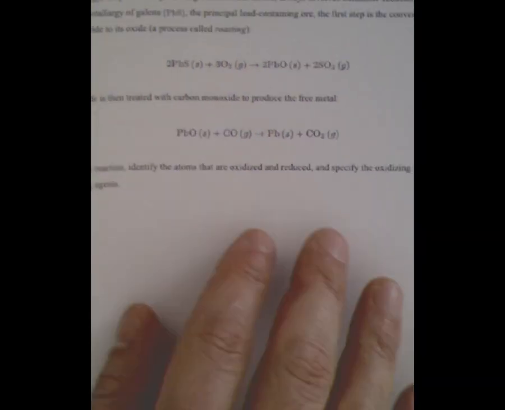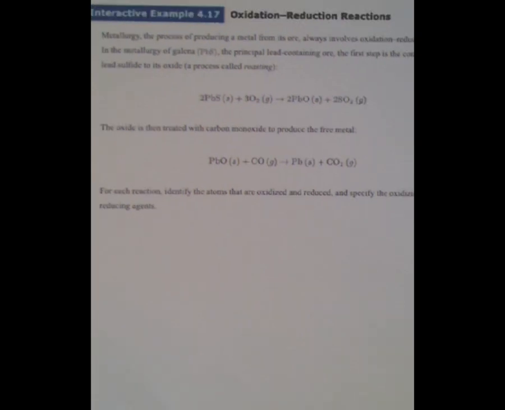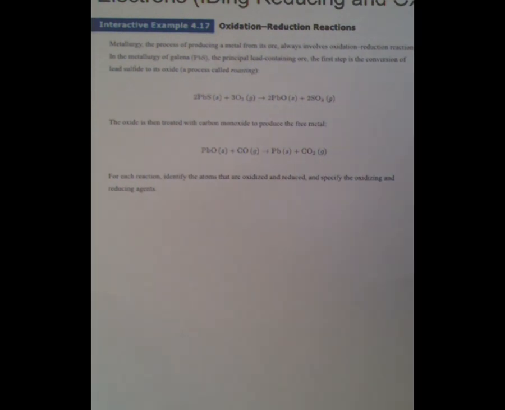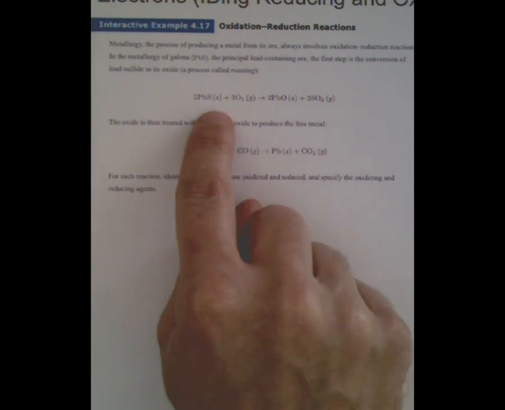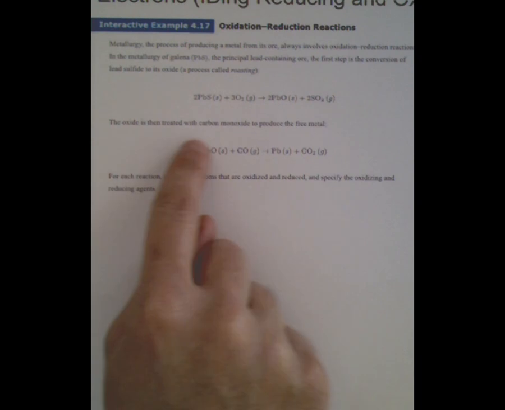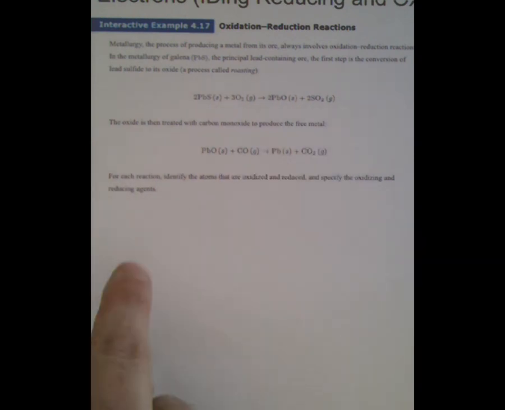Why does this stuff matter? I'm going to zoom in here so you can see this. This is a problem from your book. I'll just read this so you can see it. Metallurgy, the process of producing a metal from its ore, always involves oxidation reduction reactions. In the metallurgy of galena, lead sulfide, the principal lead-containing ore, the first step is a conversion of lead sulfide to its oxide, which you're seeing right here. The oxide is then treated with carbon monoxide to produce the free metal lead. For each reaction, identify the atoms that are oxidized and reduced, and specify the oxidizing and reducing agents. So I'm going to go over these terms as we look at this problem together.